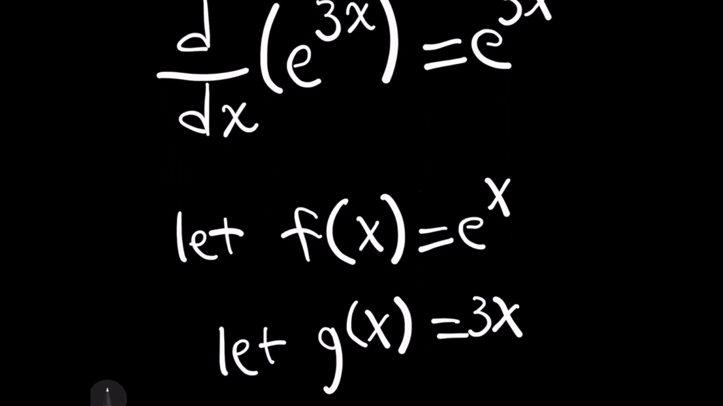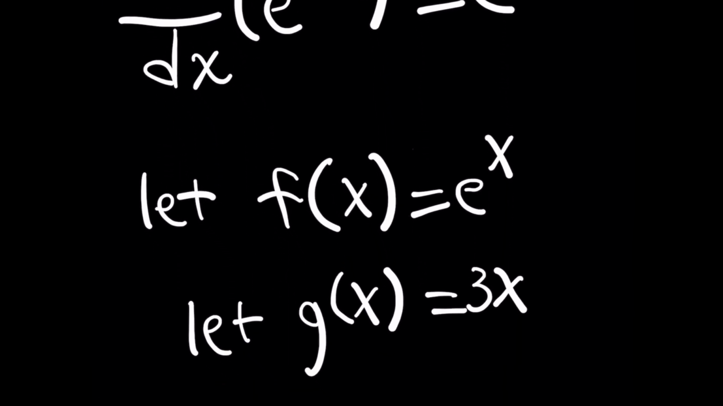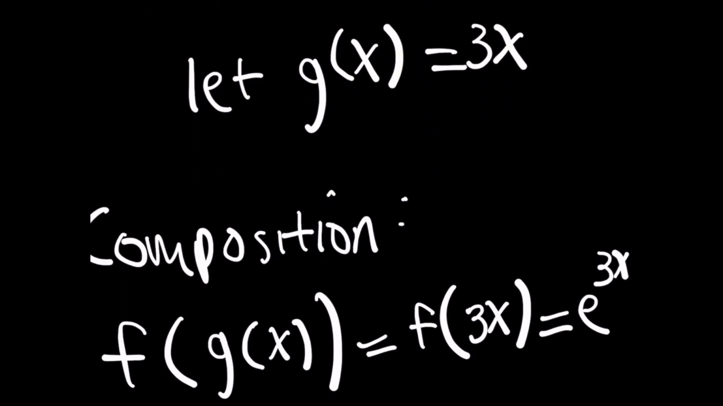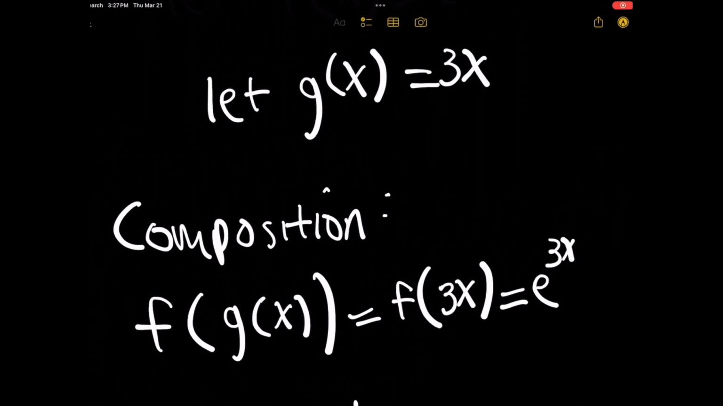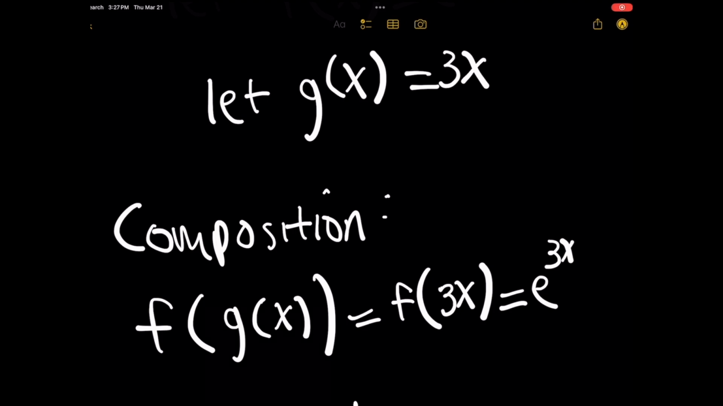And what I mean is I'm going to go ahead here and split this function up into two parts. I'm going to call f of x simply e to the x, the simpler elementary function. And then I'm going to say the power g of x is 3x. And then we can rewrite e to the 3x as a composition in such a way where we plug in g of x into the original function. And so f of 3x gives you e to the 3x.